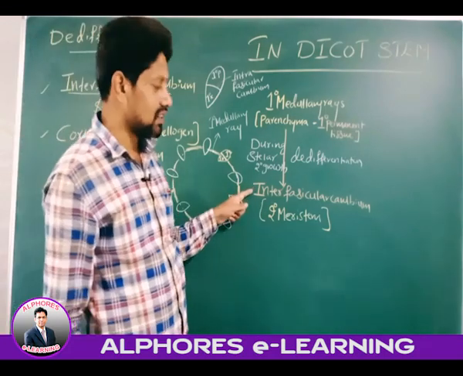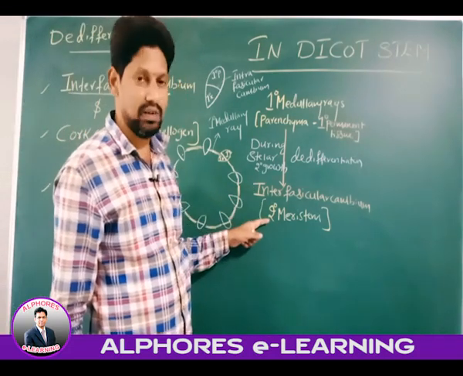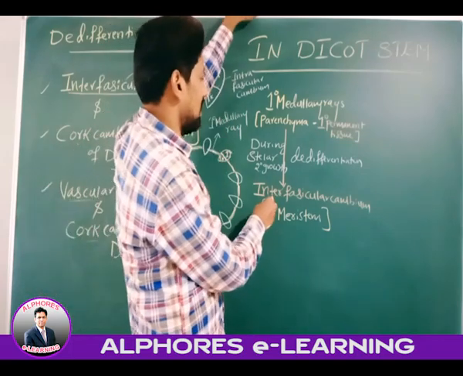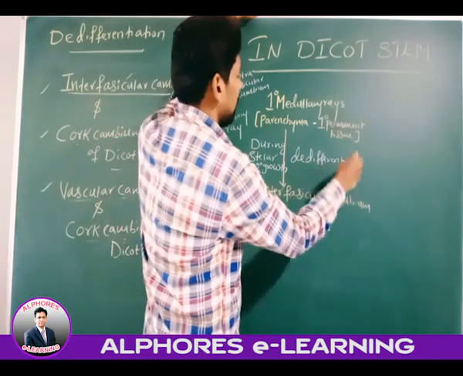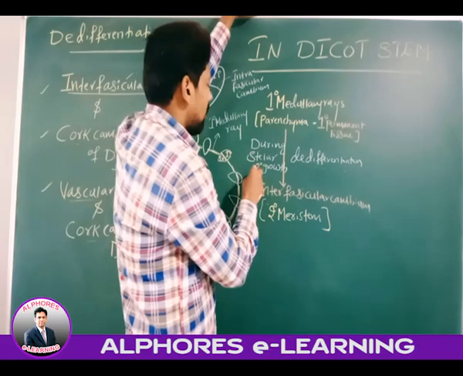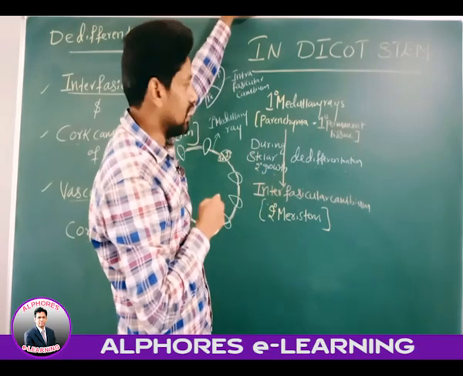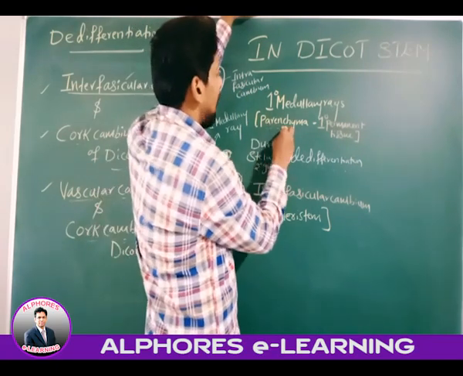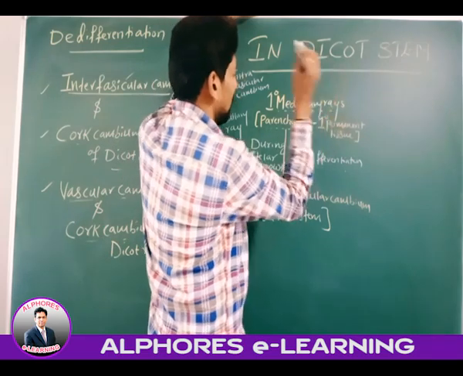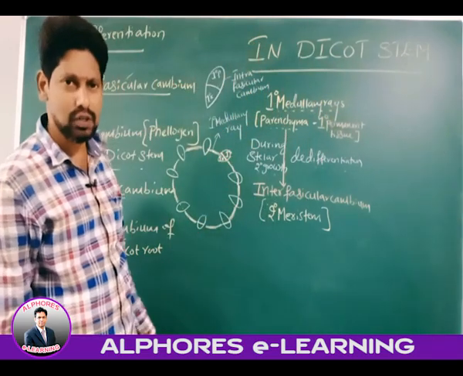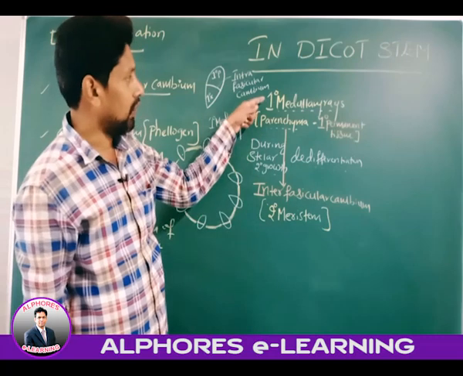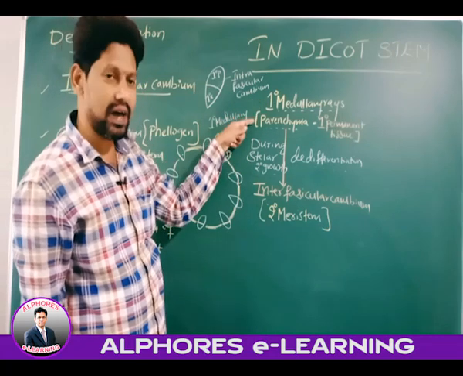Therefore, intervascular cambium is a secondary meristem. Intervascular cambium is formed by the de-differentiation process. It is formed during stellar secondary growth, from the parenchyma of primary medullary rays. Is it okay?